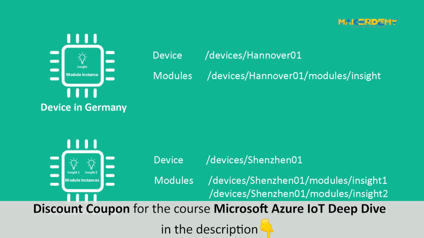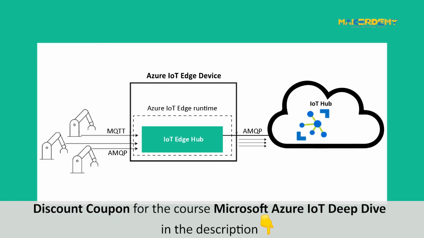Modules are deployed to IoT Edge devices and executed locally on those devices. You can configure modules to communicate with each other to create a pipeline for data processing. Modules can run offline if needed.